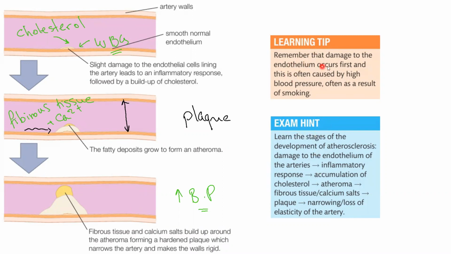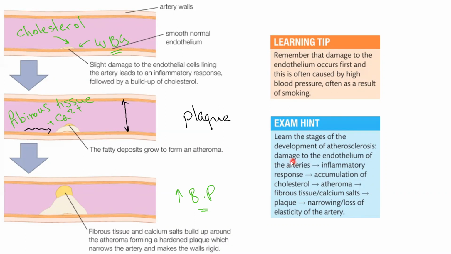Here, the learning tip: remember that the damage to the endothelium occurs first, and it is often caused by blood pressure or as a result of smoking. Of course, here we need nicotine. What about the exam hint? It says to learn the stages of development of atherosclerosis.